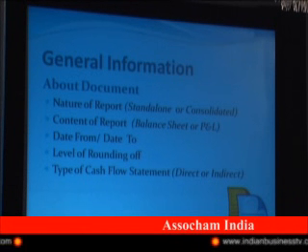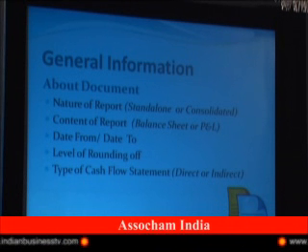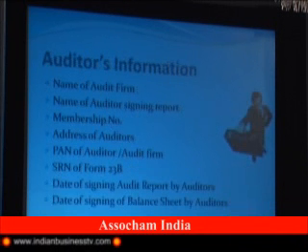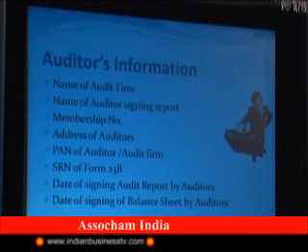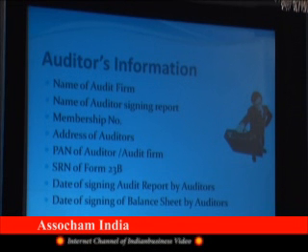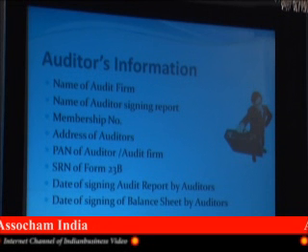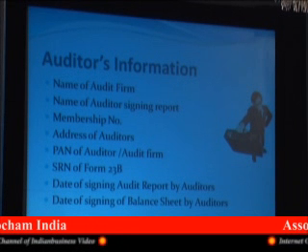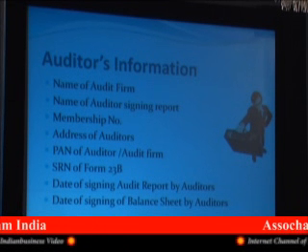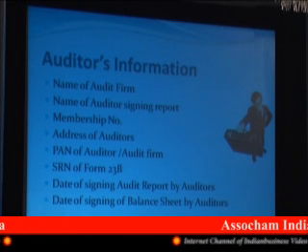Then what kind of report it is, whether it is a balance sheet or profit and loss account, whether it is a standalone report or a consolidated report, all these things also have to be given. Auditor's information also has to be given. This is part of the minimum tagging requirements. It has to be given. Name of audit firm, name of the auditor signing the report, membership number, address, PAN of the auditor or the audit firm in the case of a firm, SRN of Form 23B.